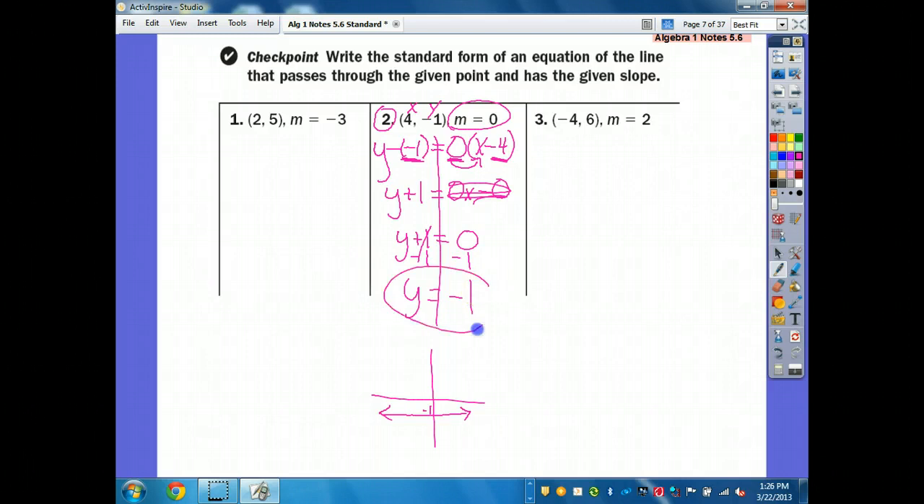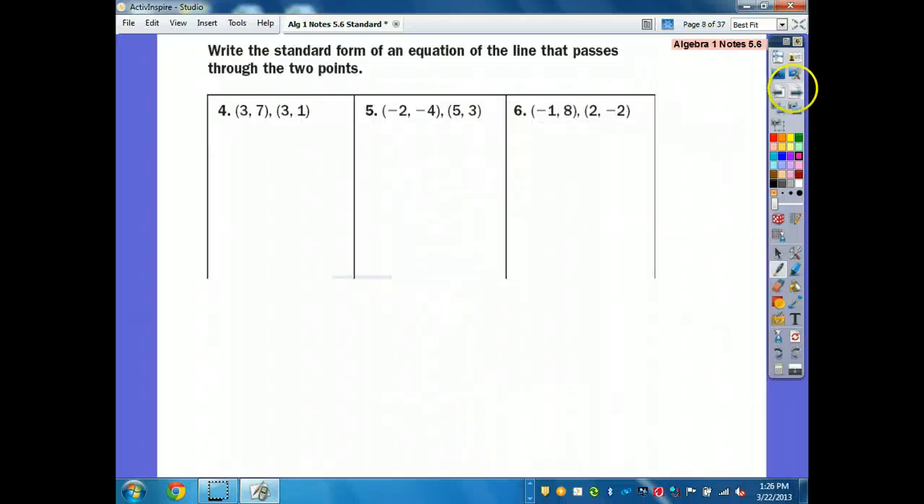So we can't even do the standard form on that one. It's done. That is it. It's done. All right, let's go to this next page.